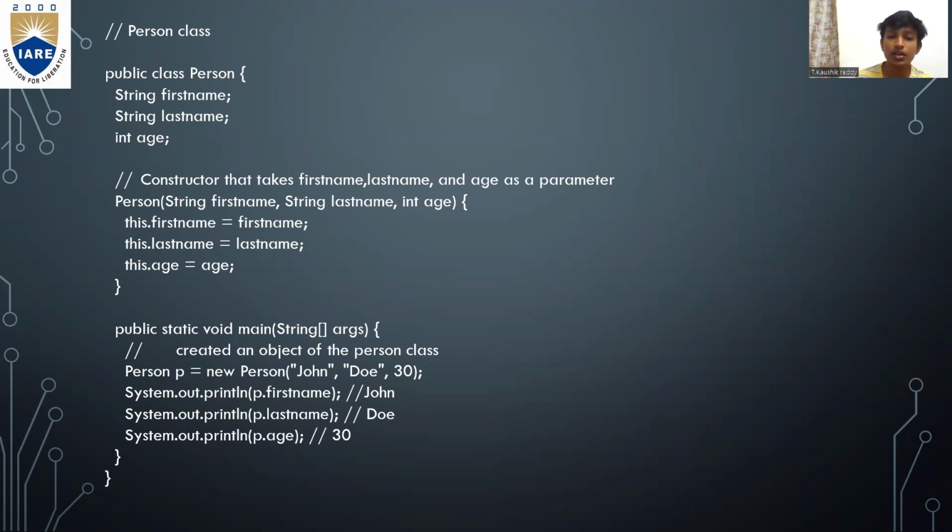Next, just print all three: first name, last name, and the age. For printing, we use System.out.println(p.firstName), next p.lastName, and p.age. After that, we get the print of John Doe and his age, 30.